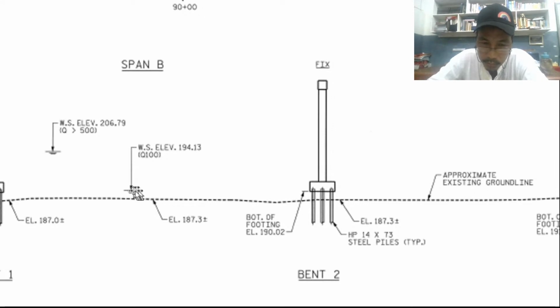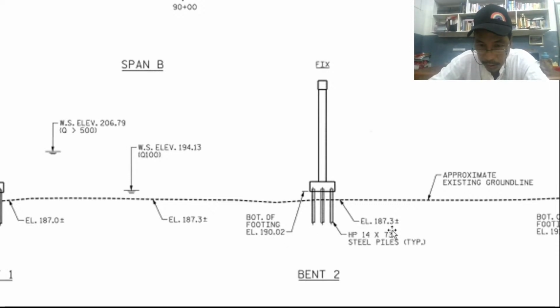This is the elevation of minimum water level. So at minimum water level, can we actually see the bottom of the footings? Visually, we cannot, because the water level is 194 and the bottom of the footing is 190. 194 is higher than 190, so about 4, no? We cannot see the bottom of the footings. But the ground is really 187.